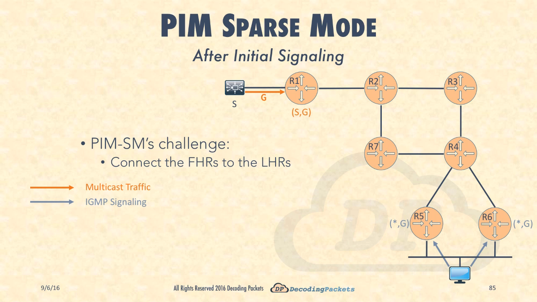So after this initial signaling, once the multicast traffic has been received from the source and the IGMP signaling has been received from the receivers, there are two states in this network. On R1, the FHR, you have an S, G state. And on the two LHRs, R5 and R6, you have two star, G states. And that's all that happens after the initial signaling has taken place.